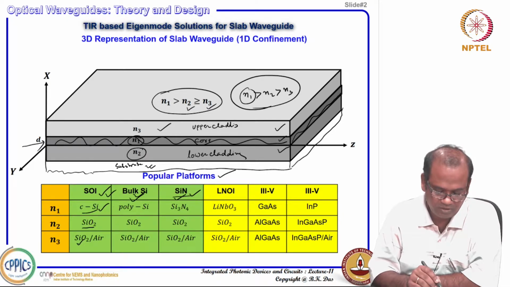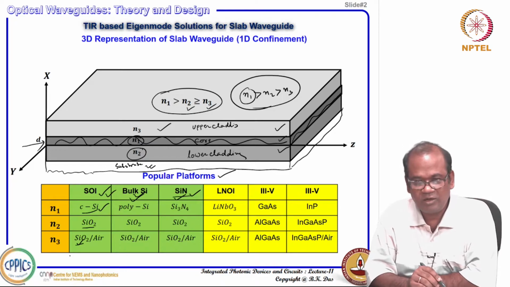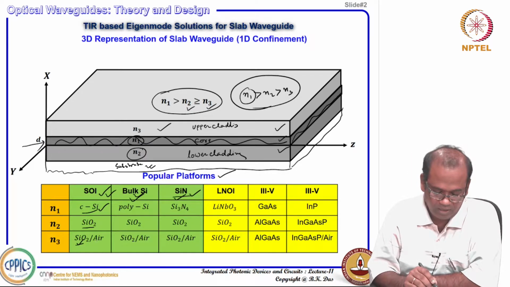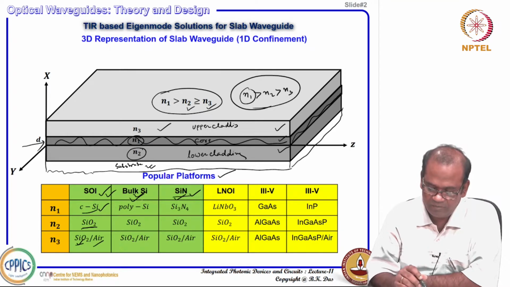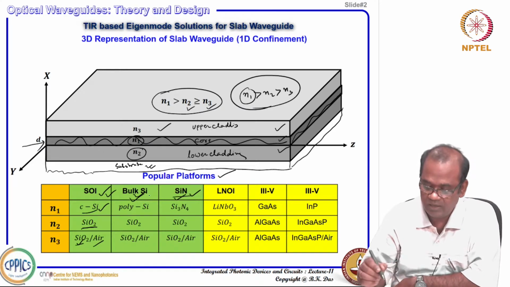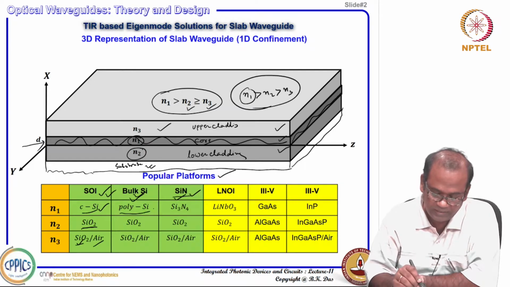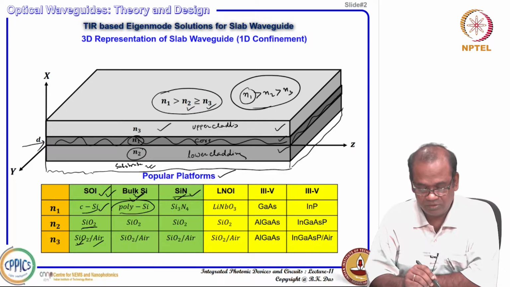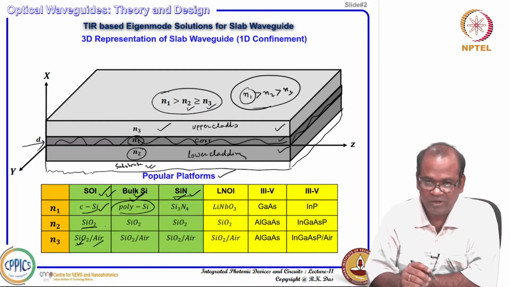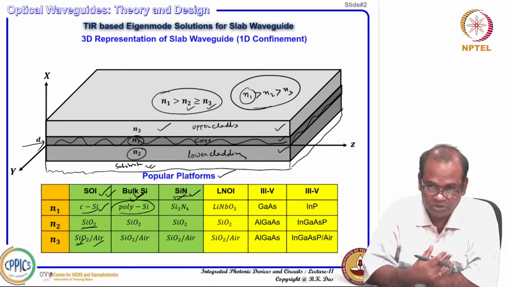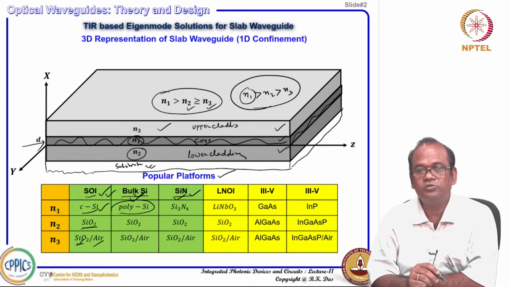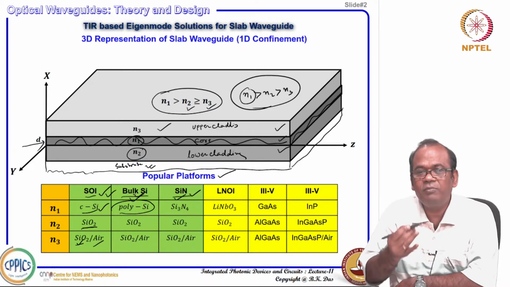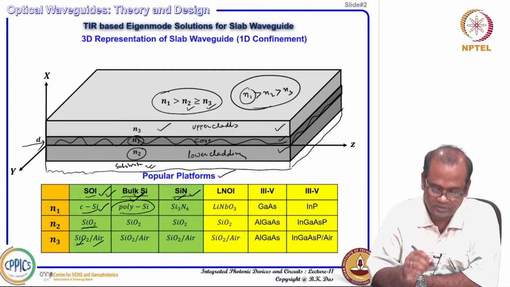So, if the bottom is silicon dioxide and the top is silicon dioxide, then it is a symmetric slab waveguide for SOI. And if the bottom N2 is SiO2 and the upper is air, then it will be called asymmetric. Similarly, we can have a bulk silicon where the core material is polysilicon. These things are chosen depending on the available technology, CMOS compatible technology, because all these SOI and bulk silicon are chosen so that you can utilize the CMOS compatible fabrication process that we have discussed earlier.